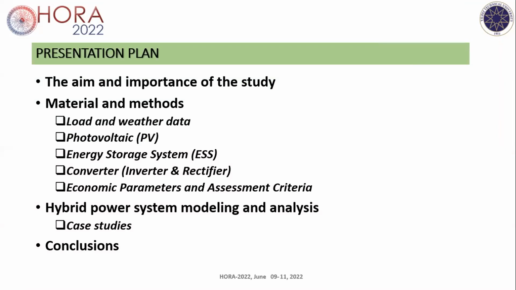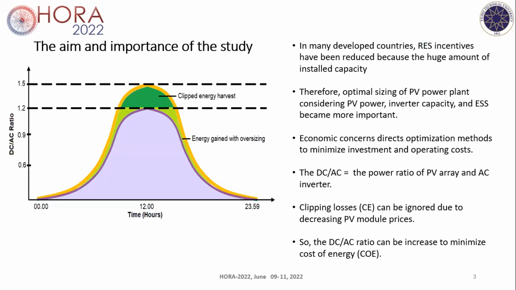First of all, I will start with the aim and importance of the study and briefly describe the modeling of load and weather data, photovoltaic panel, energy storage system, and converter efficiency, converter equations, and economic parameters and assessment criteria, and then case and results, and I will conclude the presentation.